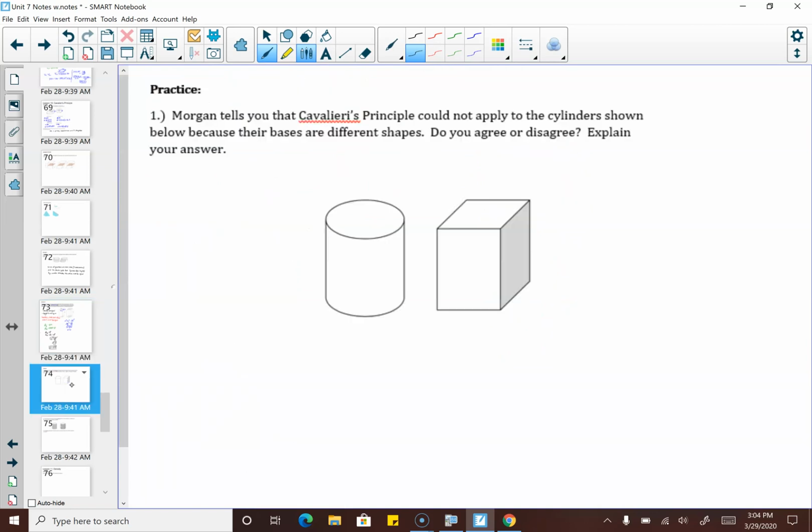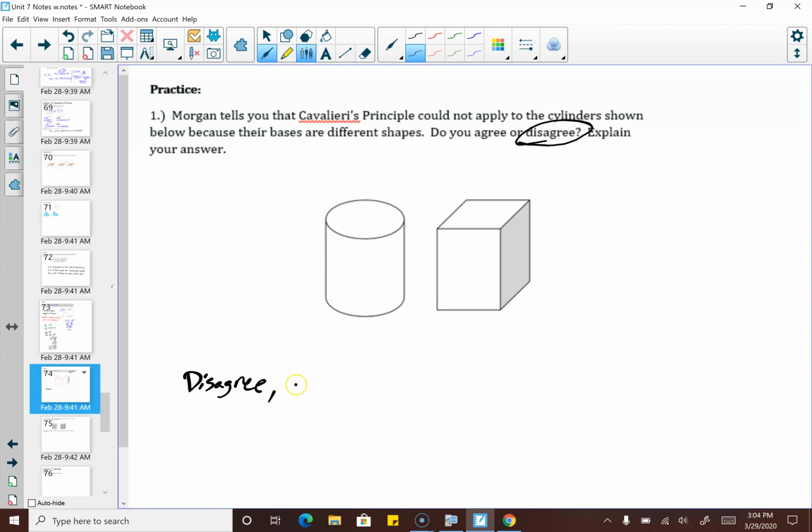Morgan tells you that Cavalieri's principle could not be applied to the cylinders shown below because their bases are different shapes. Do you agree or disagree? Now, because one is circular and one is a polygon, it is going to be very, very challenging to get the base areas to be exactly the same. But the answer to this question is disagree.